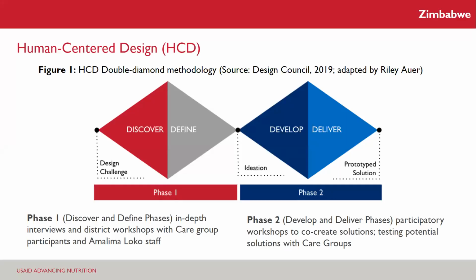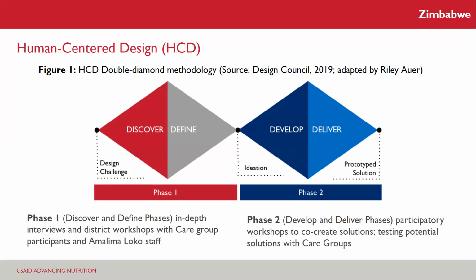So in Zimbabwe, we used a participatory people-centered methodology known as human-centered design, or HCD. And while there are many types of HCD processes, we used a double diamond approach that contains 2 phases with subphases to broaden and subsequently focus scope.